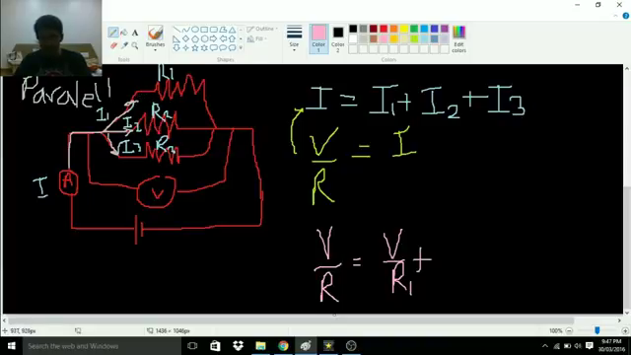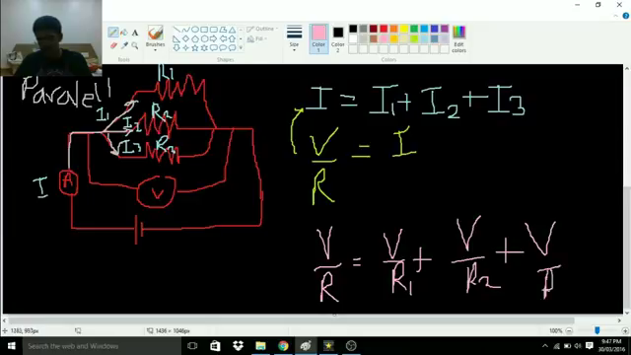Now we can replace I2 by V by R2, right? And we can replace this I3 by V by R3. Hopefully you understand what we are doing. We are just plugging in the values of these resistors to give us the current which we are getting. All right, so what is common here? V is common here, so we can cut the V out. And what do we get as our final equation?